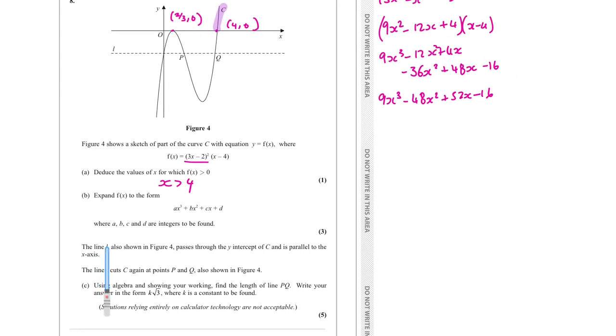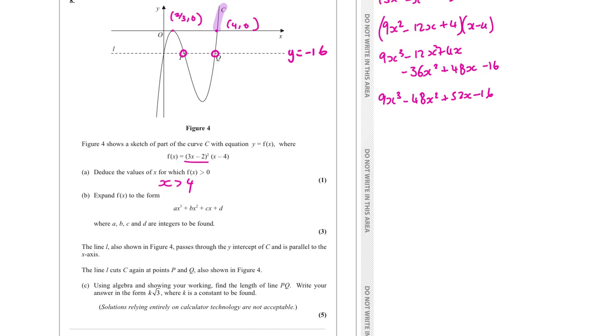Last part of the question then. The line L, also shown in figure 4, passes through the y-intercept of C and is parallel to the x-axis. Okay, here it is. So the line cuts C again at the points P and Q. Okay, so we know that this line is y equals negative 16 because that's my y-intercept, and it cuts here, here, and then here. So using algebra and showing your work, find the length of the line PQ, write your answer in the form k root 3. Okay, so I need to find the coordinates of PQ first, and then I can use Pythagoras to find the length.